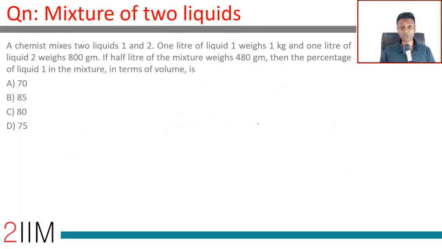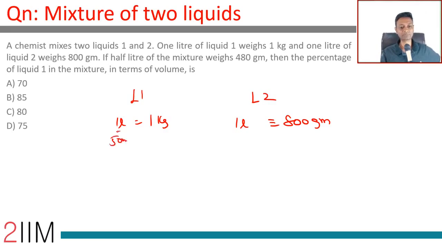The chemist mixes 2 liquids 1 and 2. 1 liter of liquid 1 weighs 1 kg. Liquid 1 liter equals 1 kg. Liquid 2, 1 liter weighs 800 grams. If half liter of the mixture weighs 480 grams, then the percentage of liquid 1 in the mixture in terms of volume is? Half a liter, 500 ml is 500 grams. 1 ml corresponds to 1 gram. Let's say we have x ml of this. This will be x grams.